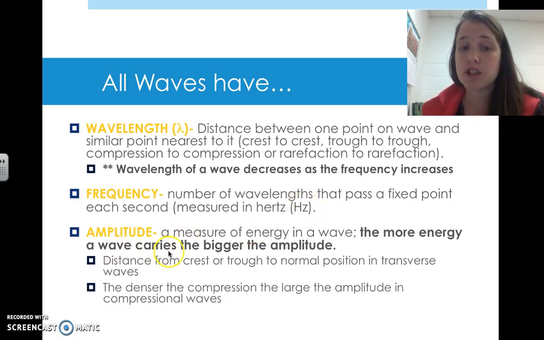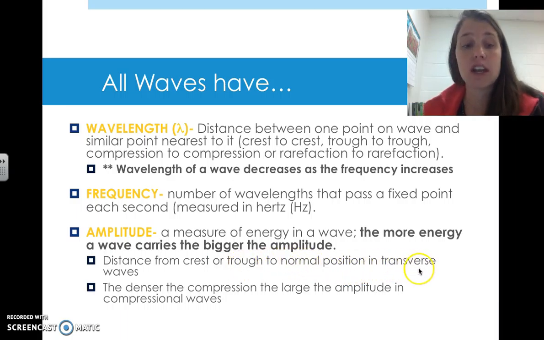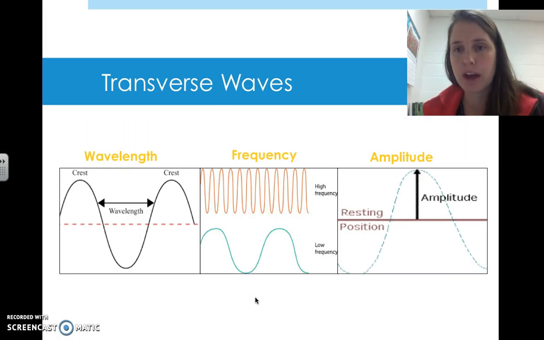Finally, there's the amplitude. This is a measure of the energy in the wave. The more energy a wave carries, the larger the amplitude. So more energy, more amplitude. So the distance from the crest or trough to the normal position in a transverse wave is how we calculate the amplitude in transverse waves. Or the density of the compression is how we calculate the amplitude of a compressional wave.